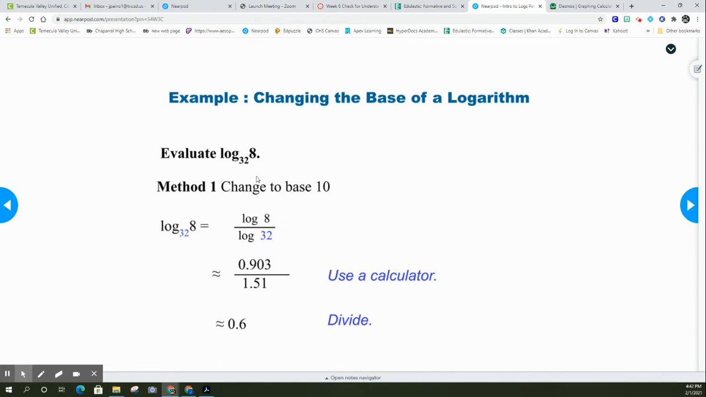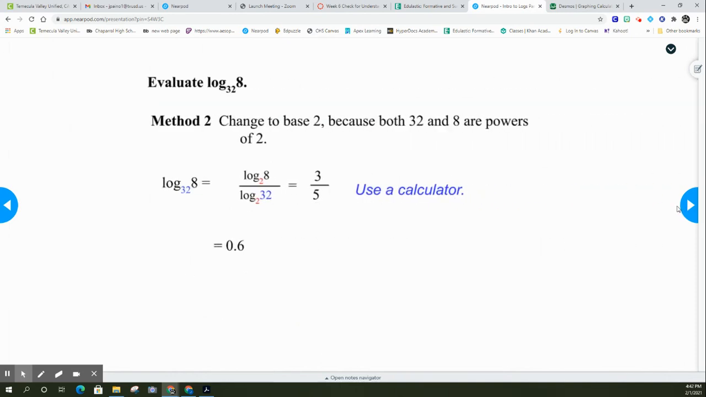Here's an example, log base 32 of 8. Using the change of base formula on our calculator, just log 8 over log 32. Remember the base to the bottom. Use our calculators, and we get 0.6. This is one that we could have done without our calculators as well, because we could change both 8 and 32 to be base 2. Log base 2 of 8, log base 2 of 32. See how we could choose any base here? Why would 2 be a smart one to use? Because log base 2 of 8 is just 3, log base 2 of 32 is just 5, so 3/5, which is 0.6.